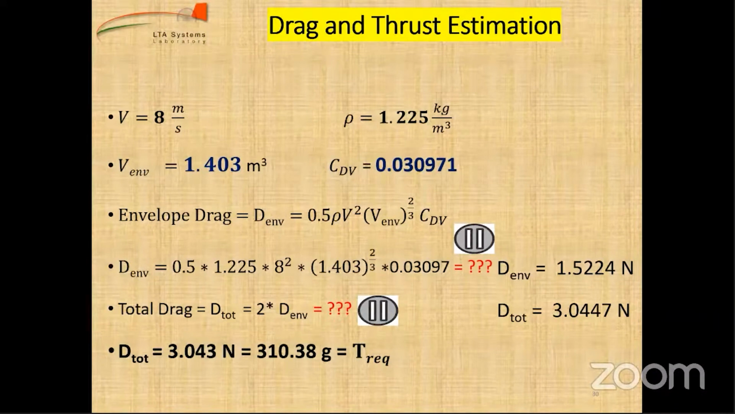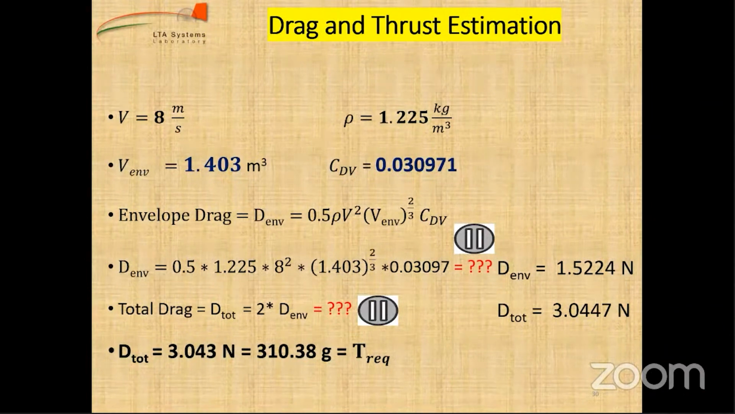So remember the technique to convert Newton to grams: we divide it with 9.81 and multiply it with 1000, so we get it in grams. So the total thrust requirement is 310.40, approximately 310 grams. So we need to choose a propulsive device, motors with propellers, which can produce a minimum of this much thrust. Then we'll look for the battery requirement for those motors and the avionics systems. That will be covered in the next tutorial session.